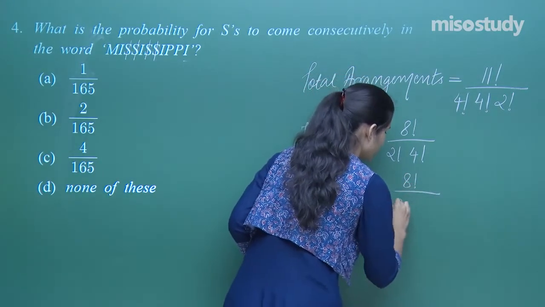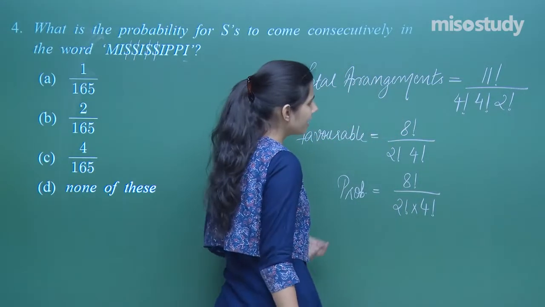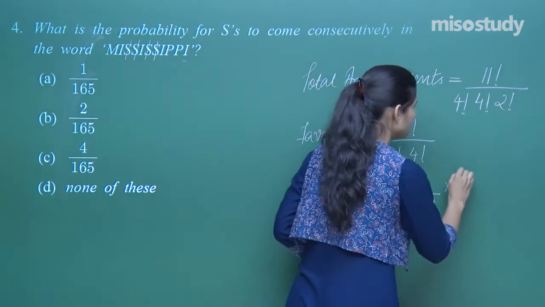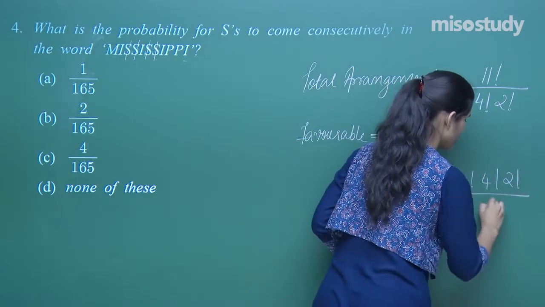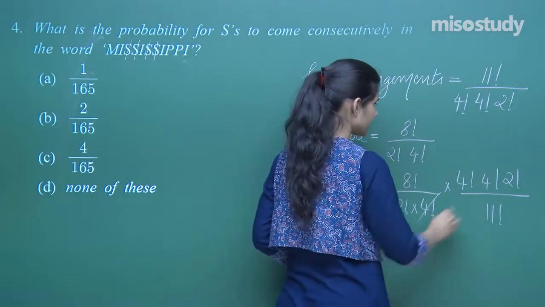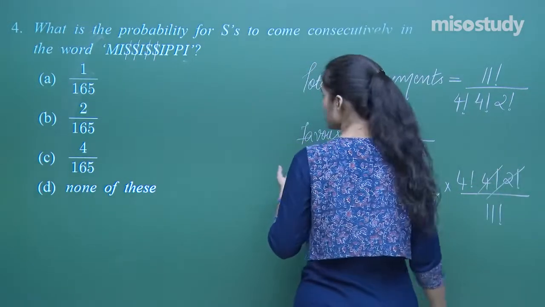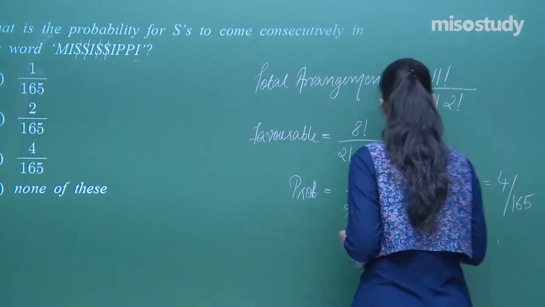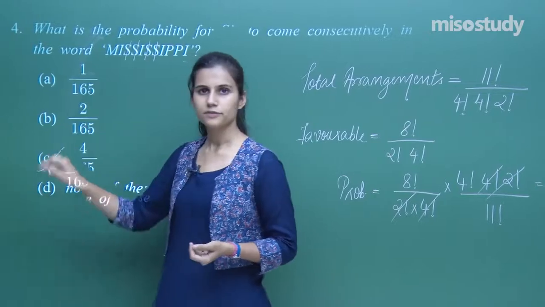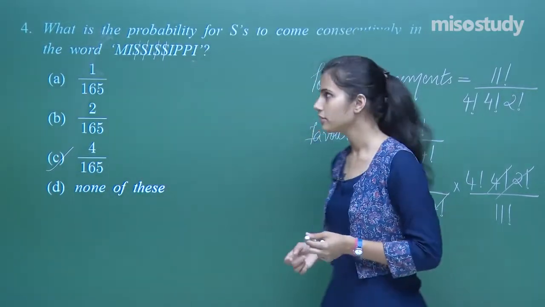8 factorial upon 2 factorial into 4 factorial divided by 11 factorial upon 4 factorial into 4 factorial into 2 factorial, that is multiplied by 4 factorial into 4 factorial into 2 factorial upon 11 factorial. This gets cancelled, this gets cancelled. This is what you're left with and your answer eventually comes out to be 4 by 165. Clear? So that's how beautifully this question is dealt with.